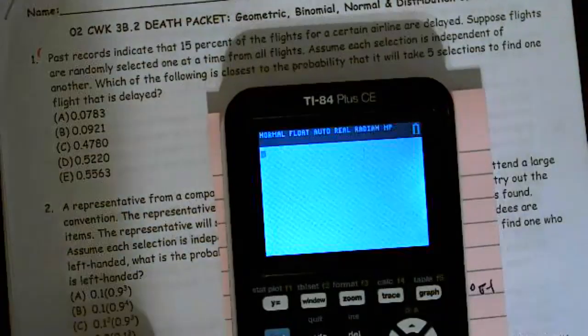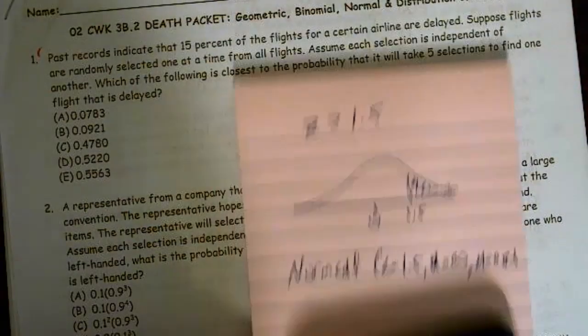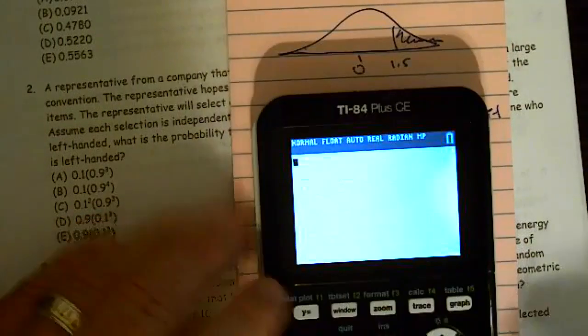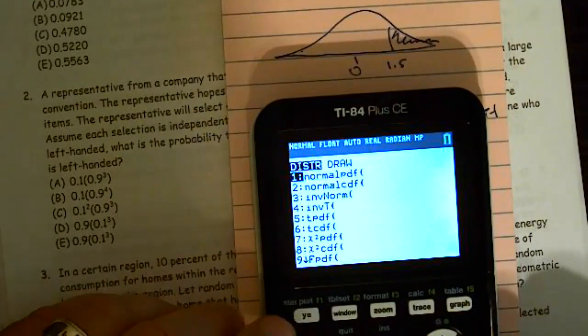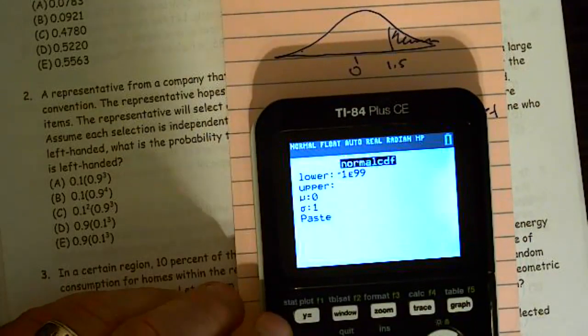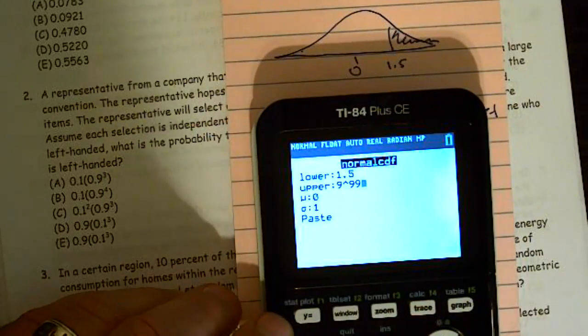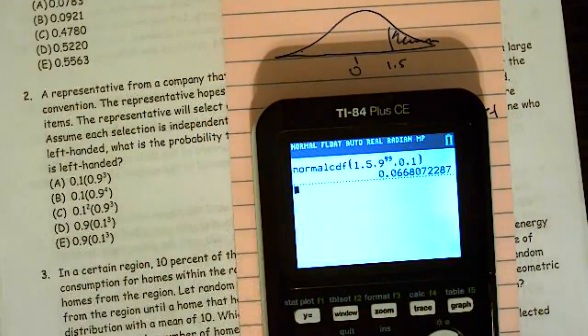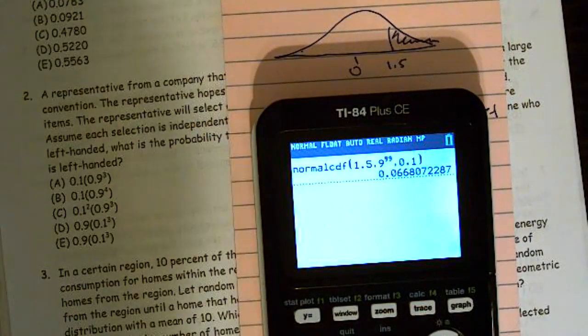So here I go. I'm going to run through that real quickly. And again, this is for a z-score, or having 1.5 standard deviations above the mean. So second bars, norm CDF. Lower bound we said was 1.5. Upper bound 9.99, mean is 0, standard deviation of 1, in which case we find that about 6.68% of the data is above 1.5 standard deviations.